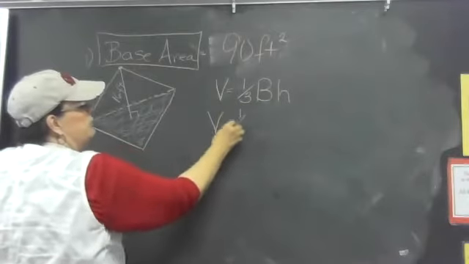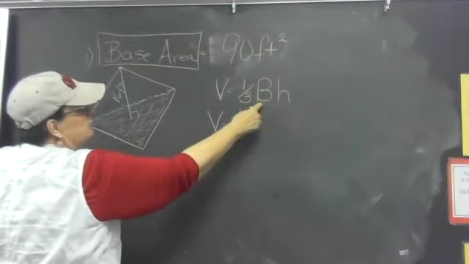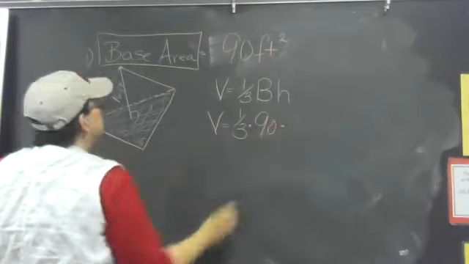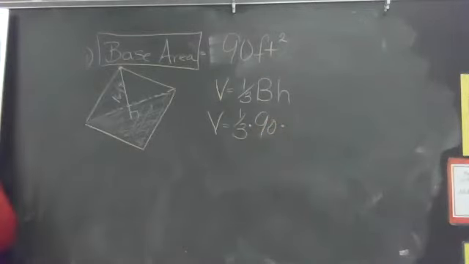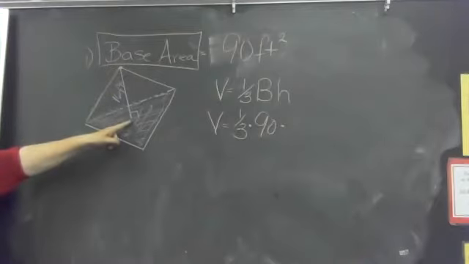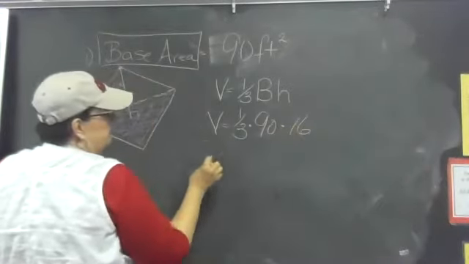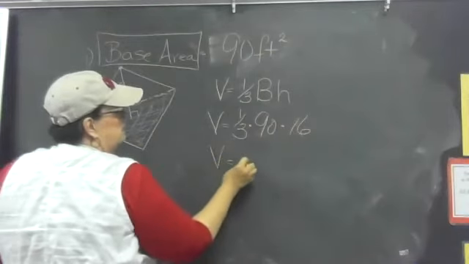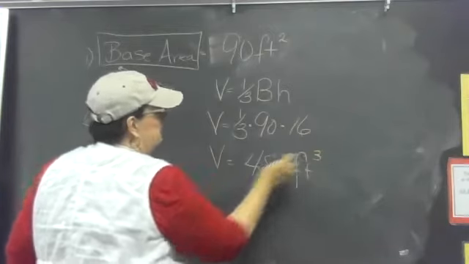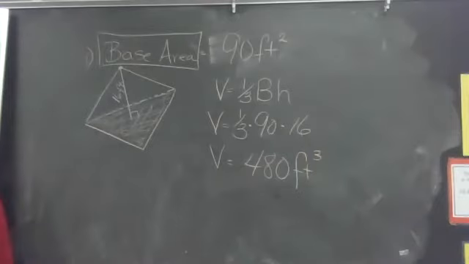So we bring down the 1/3, times the area of the base. We don't have to figure it this time because they gave it to us, 90, times the height of the pyramid. The height of the pyramid is from the point perpendicular to the base, which is 16 in this case. So it should come out like 480 feet. And again, volume is 3-dimensional, so it's 480 feet cubed.